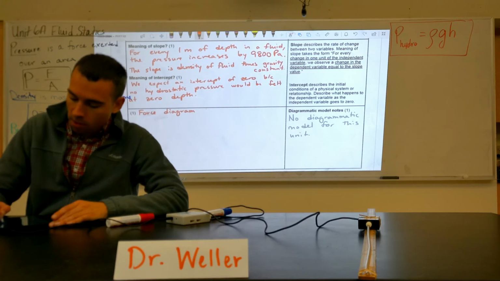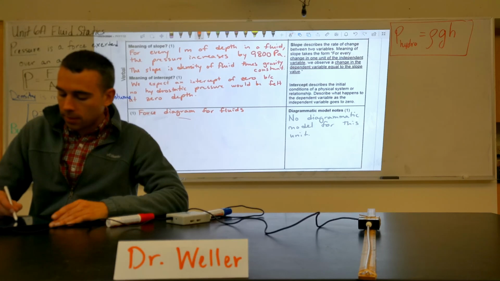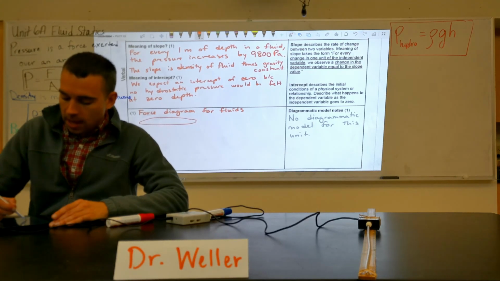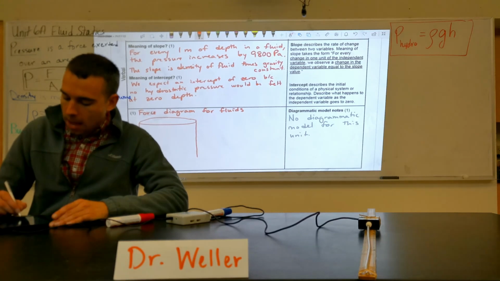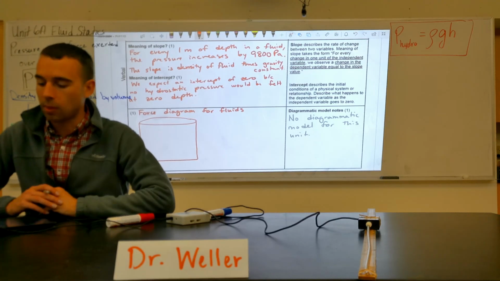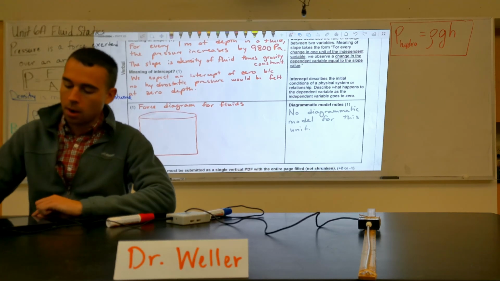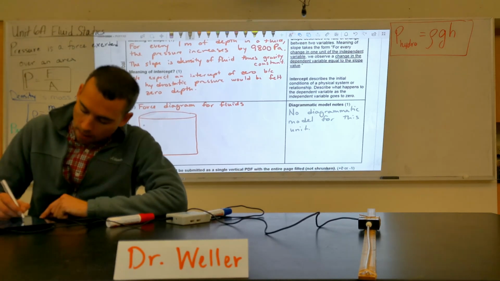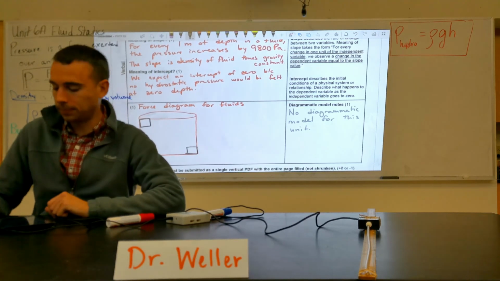force diagram for fluids. And if I was to just draw a cylinder like this beaker and think about the forces that were acting on the fluid, it will matter how deep in the fluid I am. So everybody draw me a beaker, a cylinder. And then I'm going to draw a square at the very top of the fluid and a square at the very bottom of the fluid.